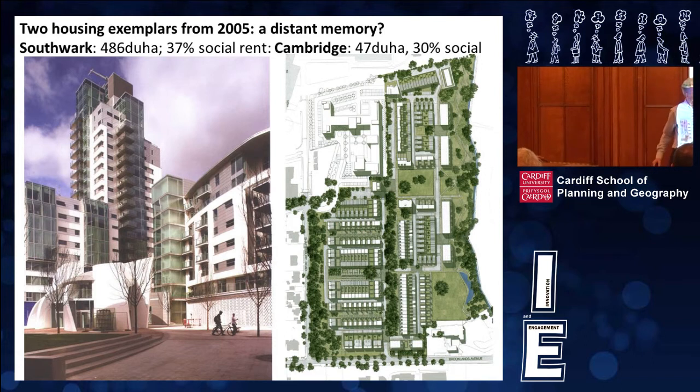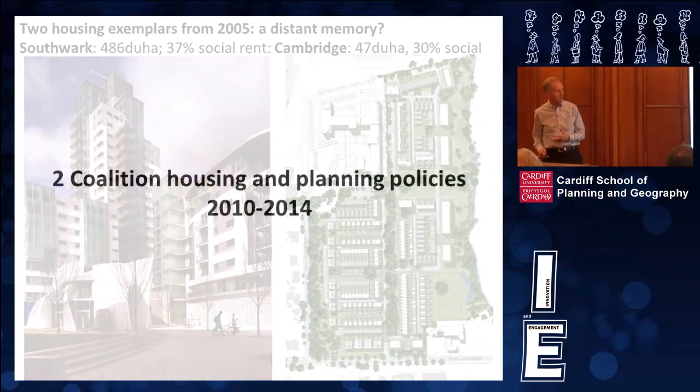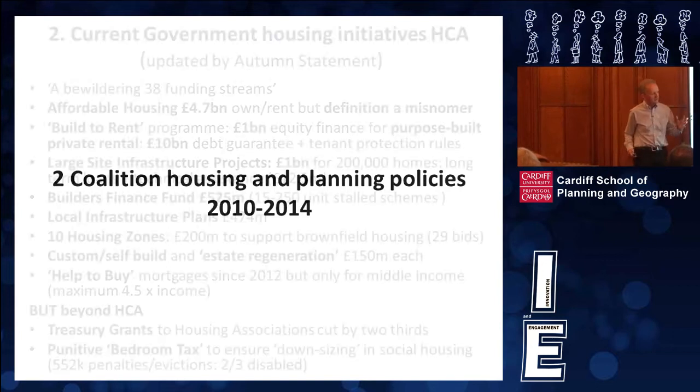Just to remind us that in the 21st century, we have built excellent housing, but this doesn't seem to be possible anymore. This is Southwark, very high density housing, 37% social rent. This is Cambridge, suburban, 30% social rent for housing, and of course 3 hectares of open space. So just 2 examples of things that we got right, but things that don't seem to any longer be possible. This kind of quality, this kind of mix, exemplars, really.